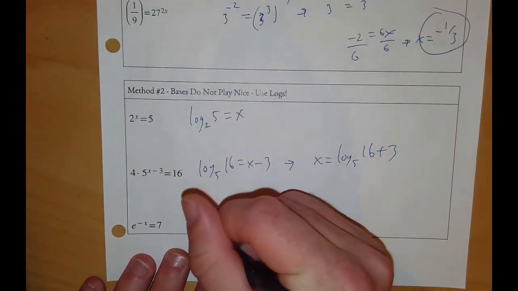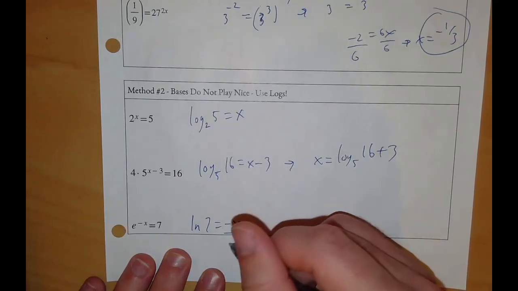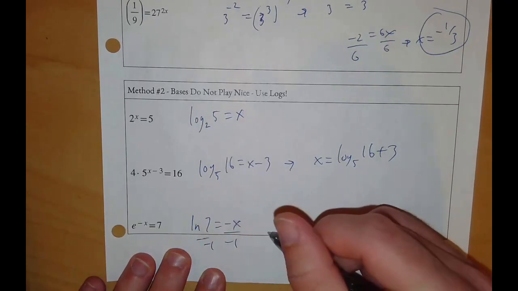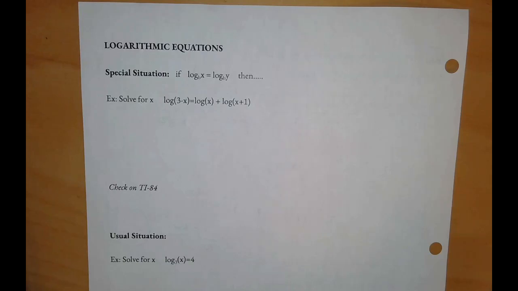And here, same idea, it's ln 7 equals negative x. Divide both sides by negative 1, and we have negative ln 7 equals x. Okay, so those are the two exponential types. Then we have log types. With logs, we have to use those properties that you learned in your previous lesson.